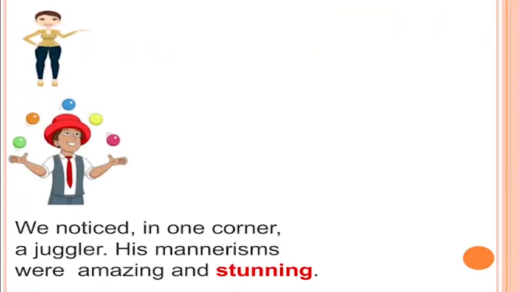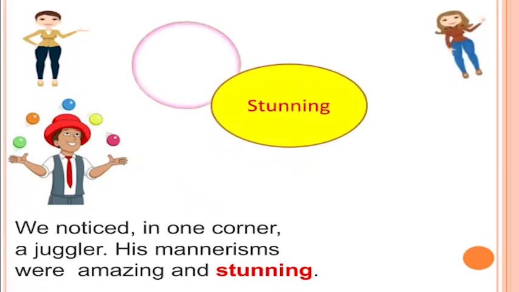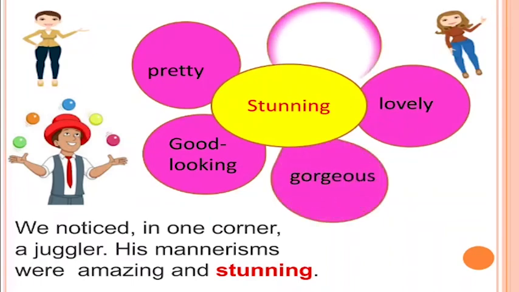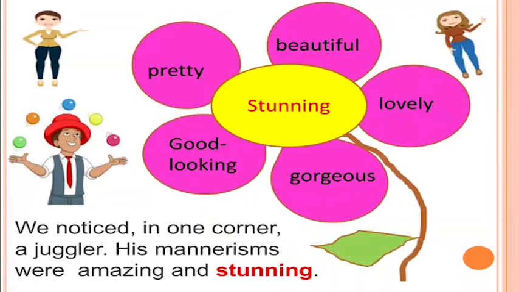So, they further noticed in one corner a juggler, and his mannerisms were amazing and stunning. So, what are the synonyms of stunning? The synonyms of stunning are pretty, good looking, lovely, gorgeous and beautiful. So, instead of stunning, you can use these words. And its antonyms are ugly and unattractive.